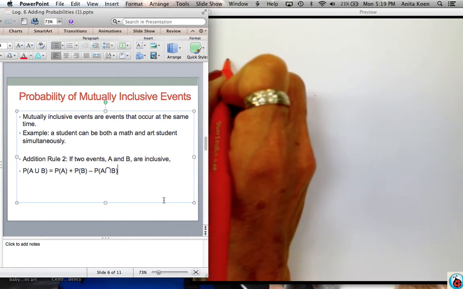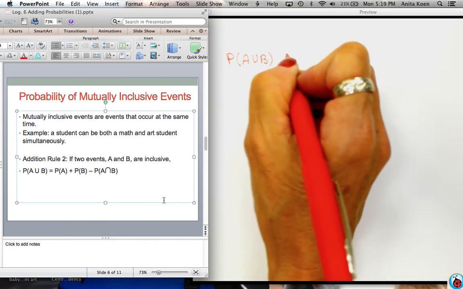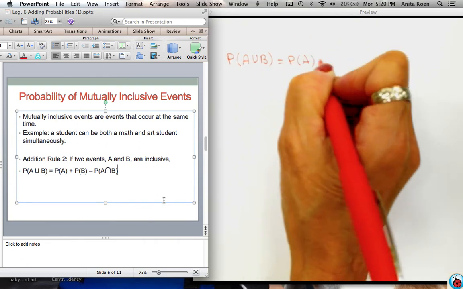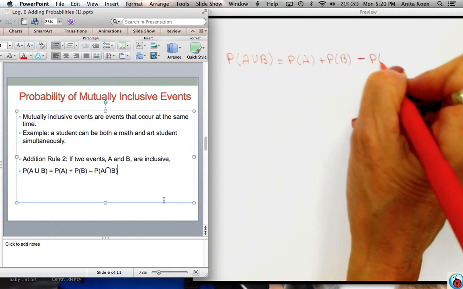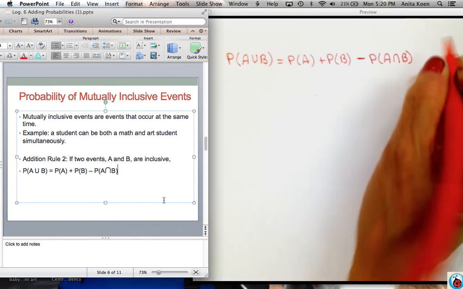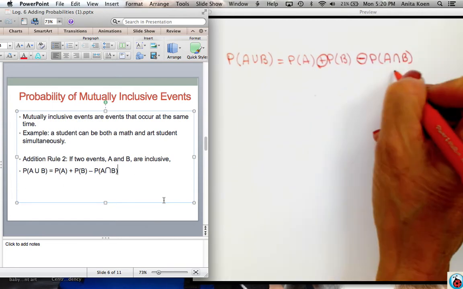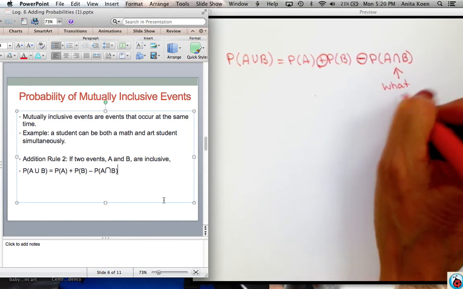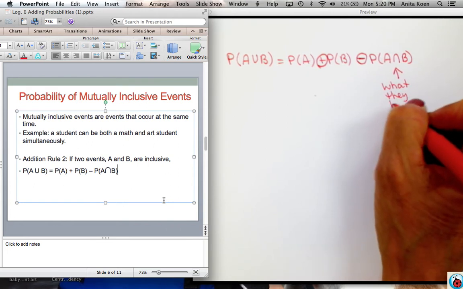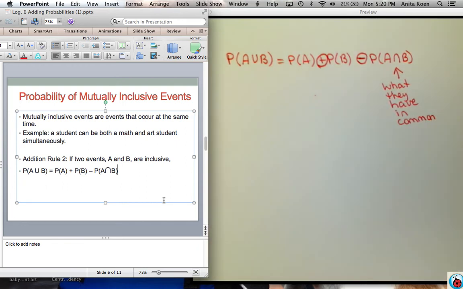We always have to subtract what they have in common because we don't want to include it twice. So looking at your addition rule number 2, the probability of A union B is equal to the probability of A plus the probability of B minus the probability of A and B. So please make a note that this is a plus sign right here, and this is a minus sign, and this represents what they have in common. Okay? We have to subtract that out. We can't add it twice.